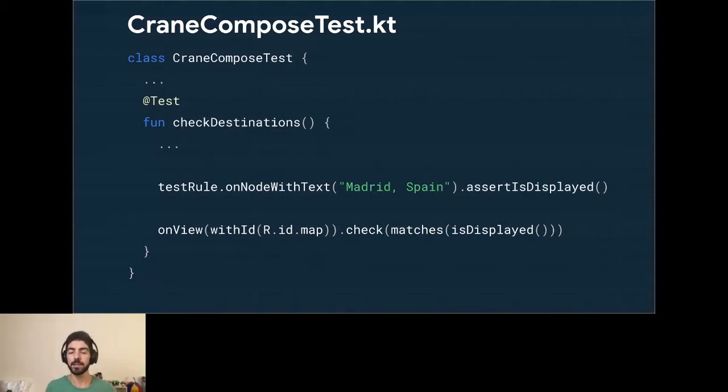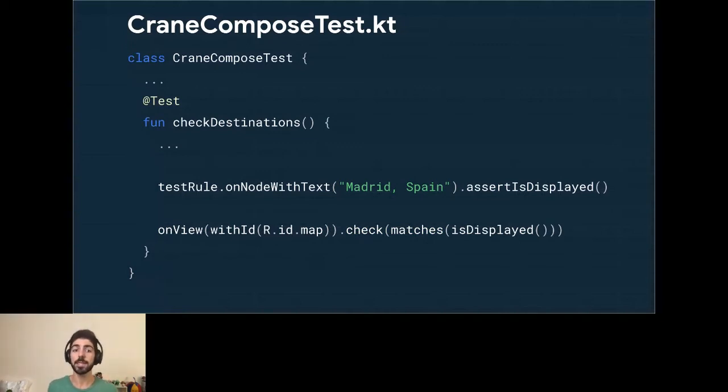What if we needed the activity rule in this instrumentation test? For that, you need to use the create Android compose rule instead. And basically you use it in the same way. So now you have the test rule, create Android compose rule, and now this gives you access to the activity rule, and then you can access the scenario.